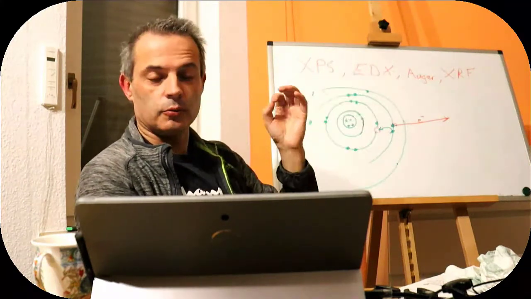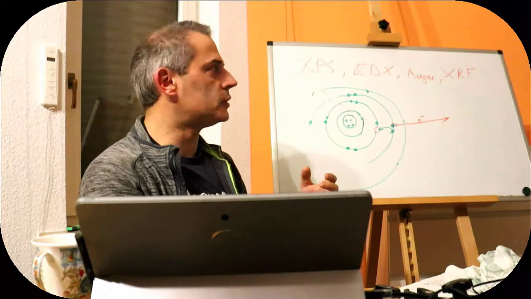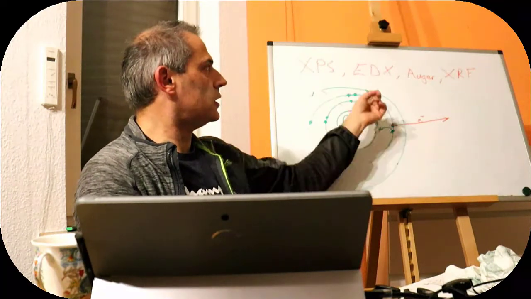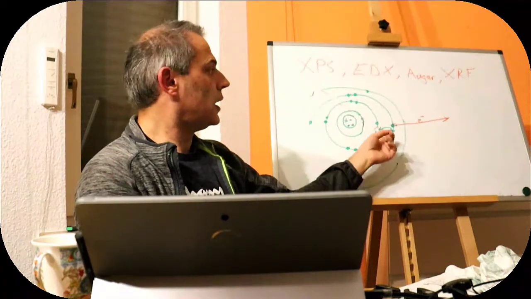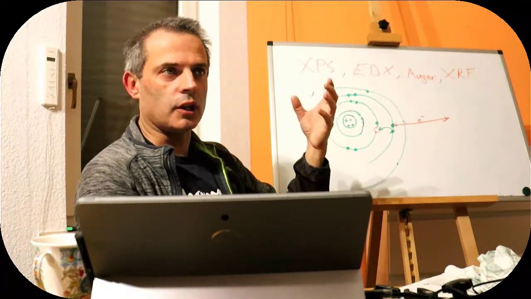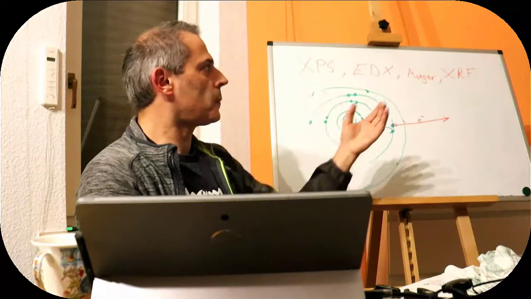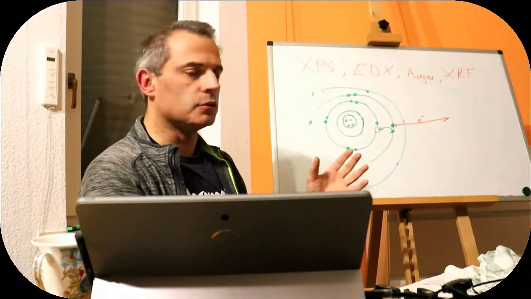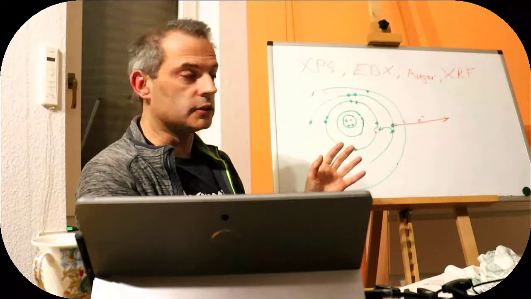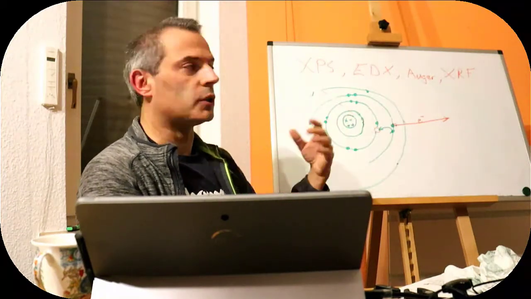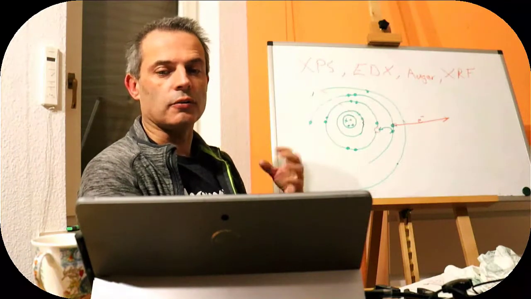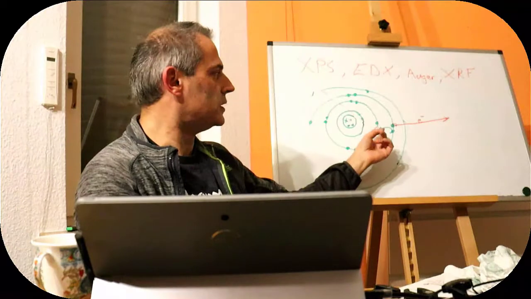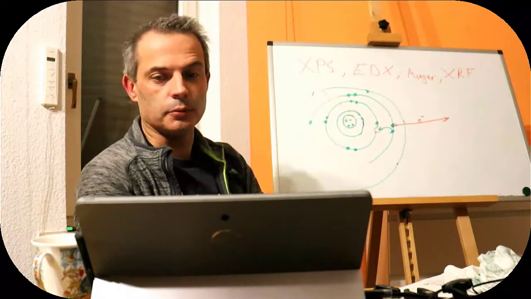EDX will work down to very light elements, but it struggles with boron, for example, because the X-ray is very weak, so it's both low in energy and it's not very strong. X-ray fluorescence also struggles with boron, although it's often used to measure boron for practical reasons. It struggles to measure it because obviously there isn't much of that, meaning that the probability of hitting the electron is low.